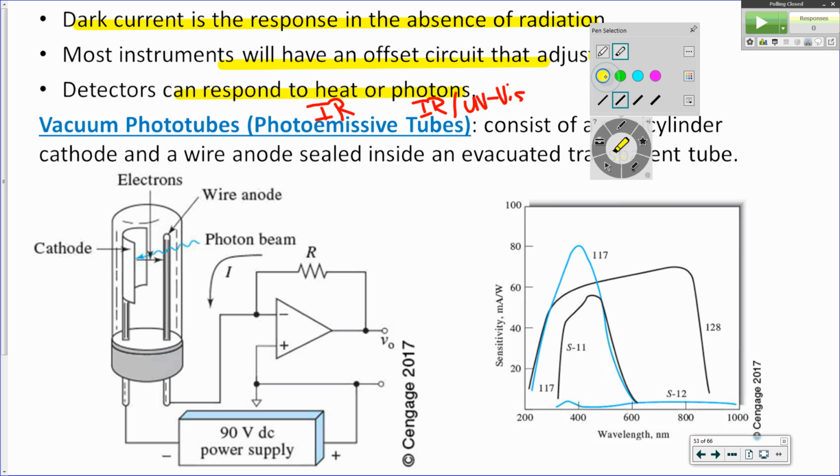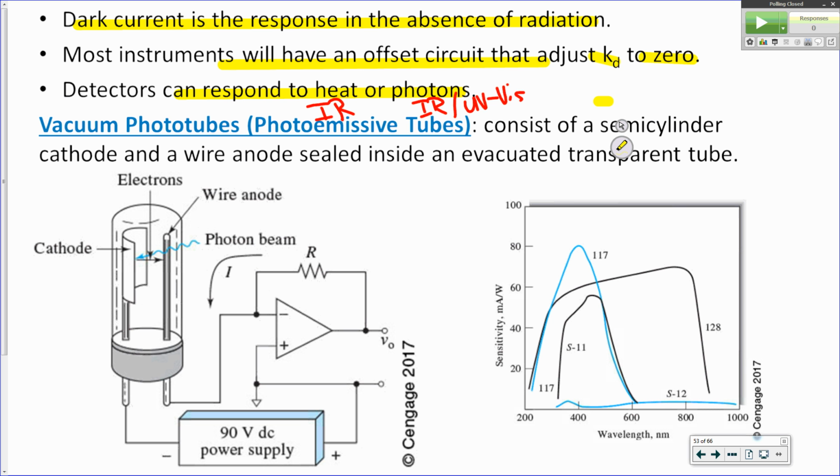So one of the oldest detectors that we have is called a vacuum phototube, or a photoemissive tube. I think I got a couple of those. And this dude's pretty simple. Okay. So it's got a semi-cylindrical cathode. So that's this side of it here. It's got a photoemissive material on it. And it's got an anode that's separated by it, and that's inside of a tube that's got a vacuum pulled on it. So it's evacuated.